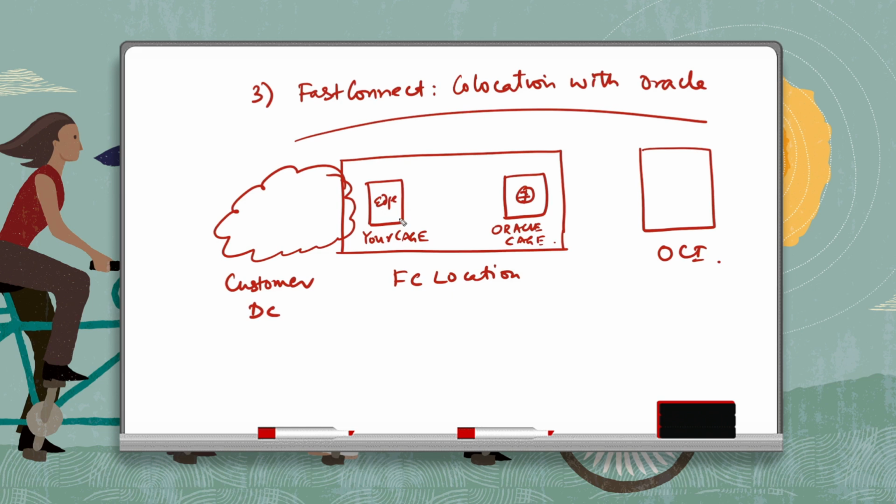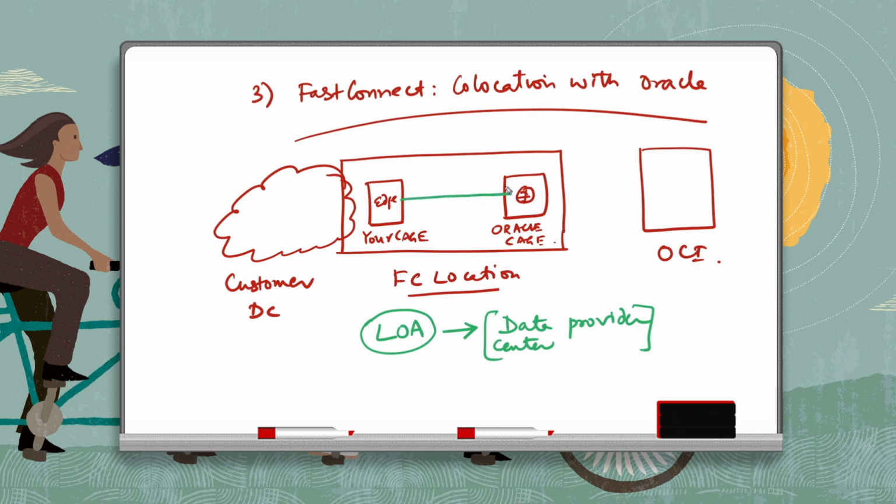So in this scenario, you already have a presence at an Oracle Fast Connect location. You see your edge servers, your cage is already there in the Fast Connect location. So what is the only thing that you need to do here? So Oracle will give you a letter of authorization that you need to provide to the data center provider. And after providing it, a direct cross connect is going to be established. That means a physical connection. So it's a direct connection via fiber cross connect. And the connection is happening between your cage and Oracle cage. So this is what is your co-location with Oracle.